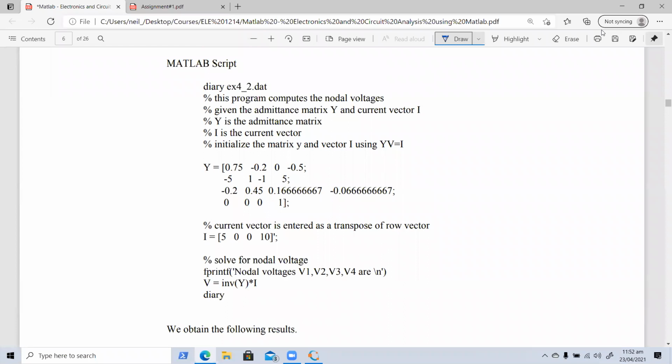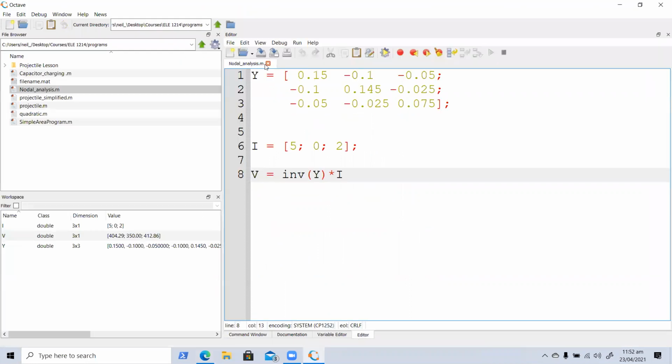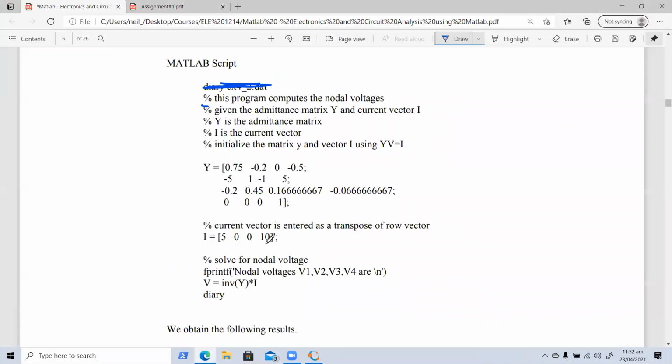So of course, we got some program here at the top. I just remove this line, right? This program, we do comments, right? This program computes the nodal voltage. And of course, this is a script file, a .m file, that you created, some nodal analysis.m, ELE 1214 homework, electrical fundamentals homework.m, whatever you want to name it, right? You create some script file, you put some comments, this program computes the nodal voltages, right? And this is probably how you would want to do the assignment, right?